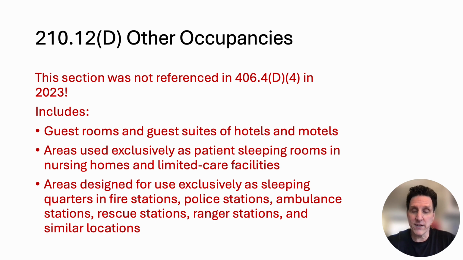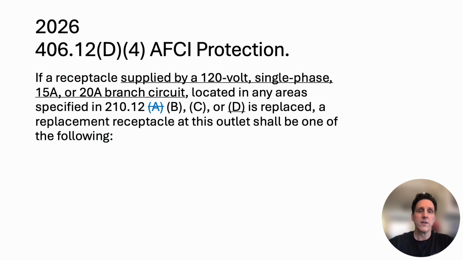So let's take a look at what's proposed for 2026 to try to hopefully close some of these loopholes, if you will. All right, here's the proposed wording for 2026. It's going to be a new section. It's 406.12 instead of 406.4. 406.12d4 AFCI protection. If a receptacle is supplied by a 120 volt single phase 15 amp or 20 amp branch circuit. Nice. They tell us which voltage and which amperage now, which 2023 and previous did not. So that's a good start.